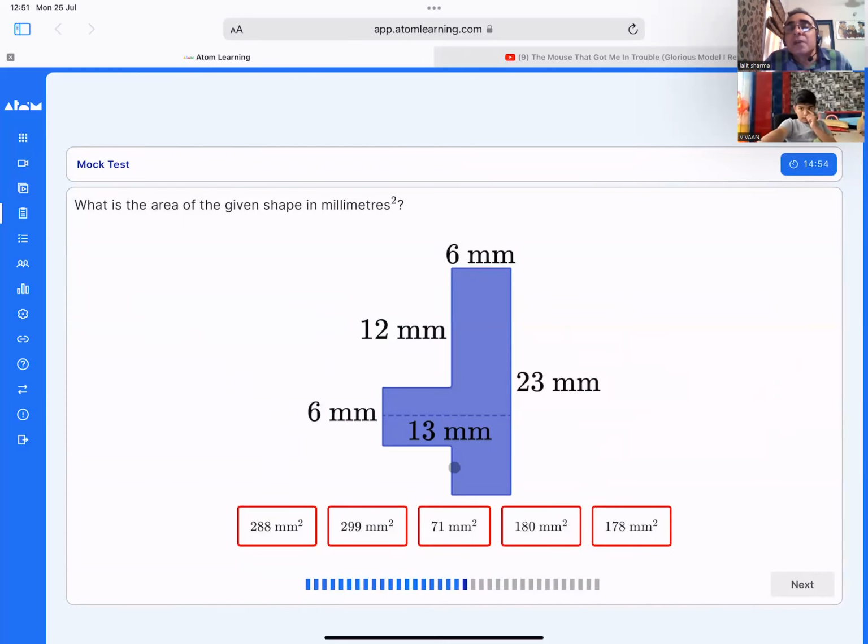Total is 13. So if we are splitting into two rectangles, its length will be 13 minus 6 because the top one is 6. No, it should just be 6. Which one are you talking of? The one on the left? Can you see my cursor? Yeah, I can see your cursor. So just this, that is 6. That is already marked on the top. So this in total is going to be 30.